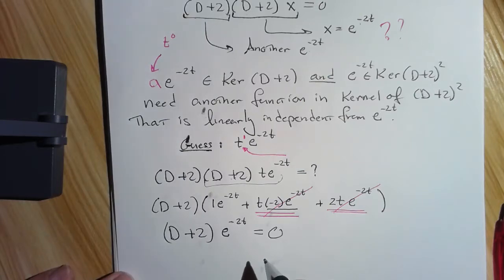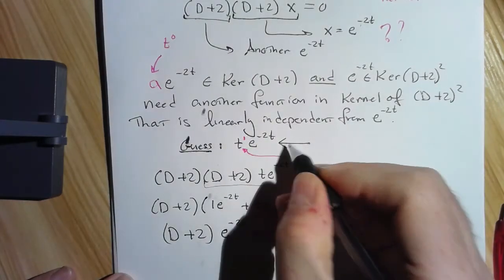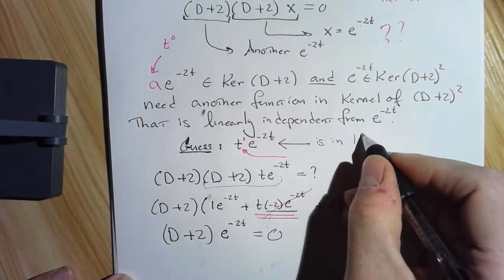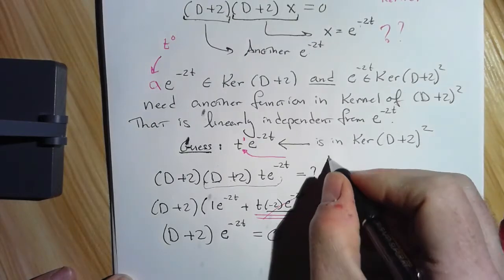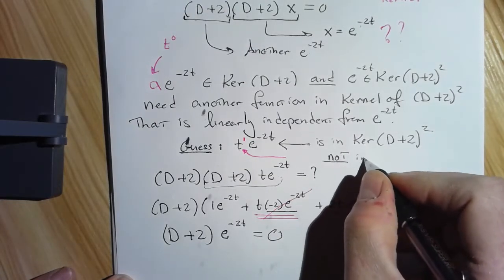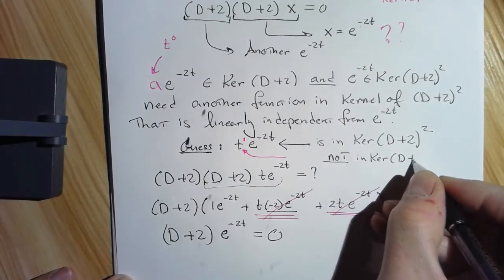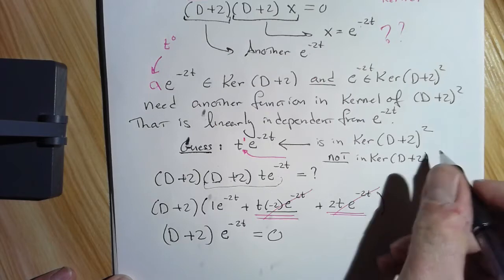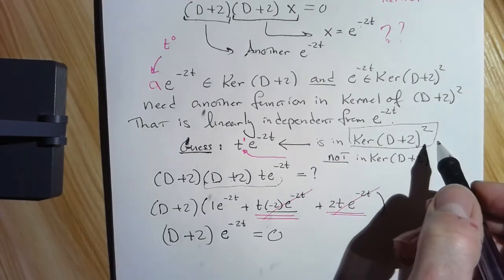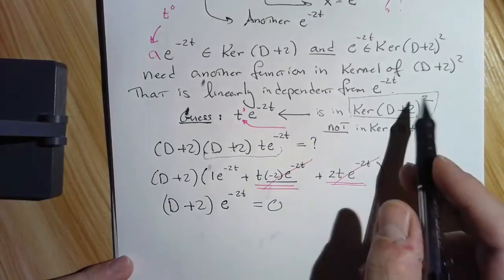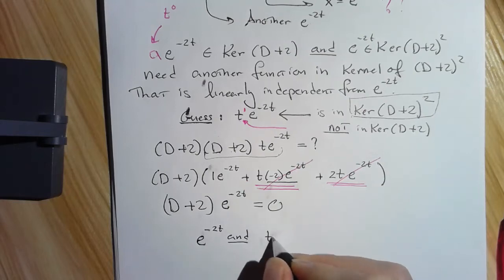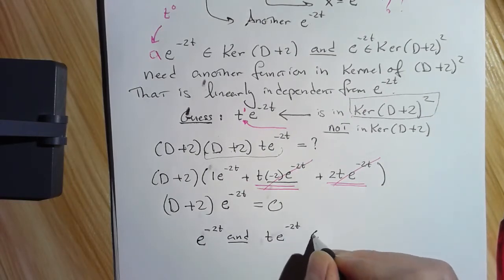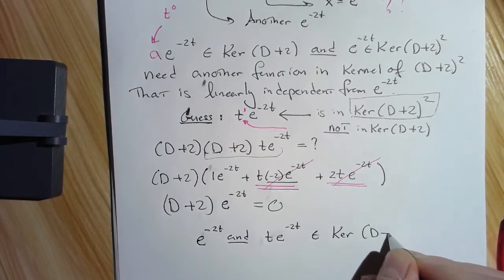Great. So what that means is that our guess is in the kernel of (D+2) squared. It's not in the kernel of D+2, but it's in the kernel of this larger operator. So now I have two things in my kernel: e^(-2t) and t e^(-2t) are in the kernel of (D+2) squared. It's a second order differential operator.